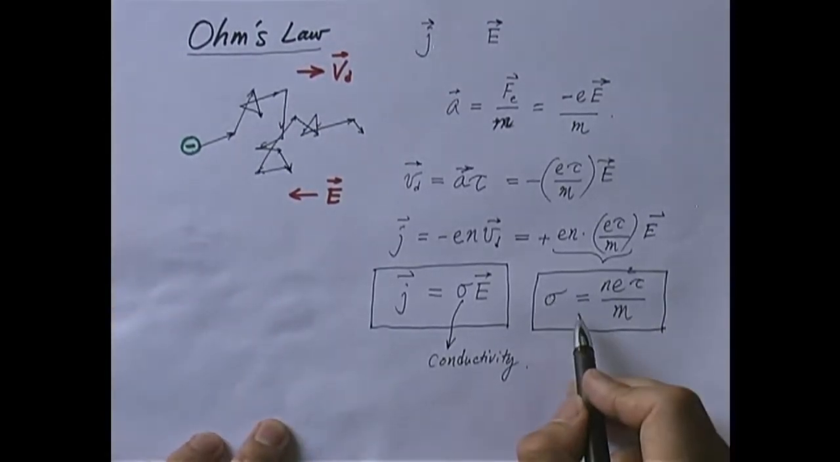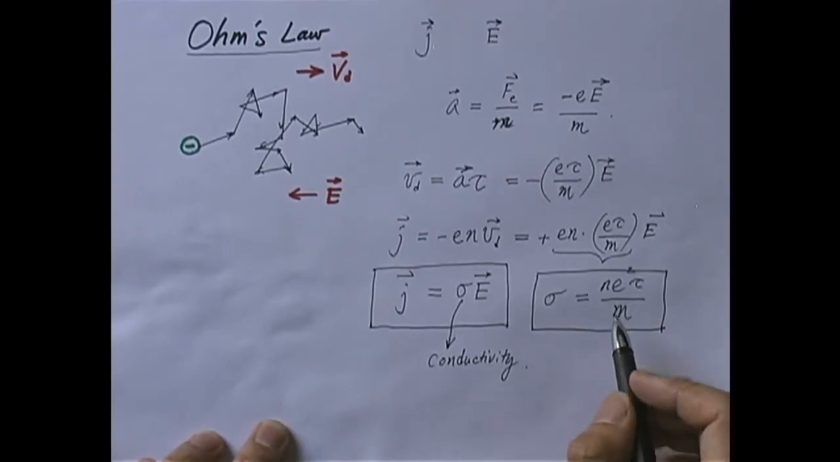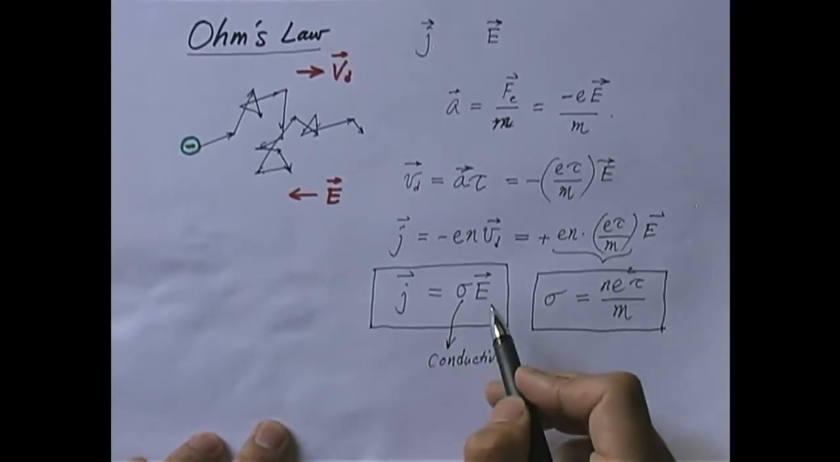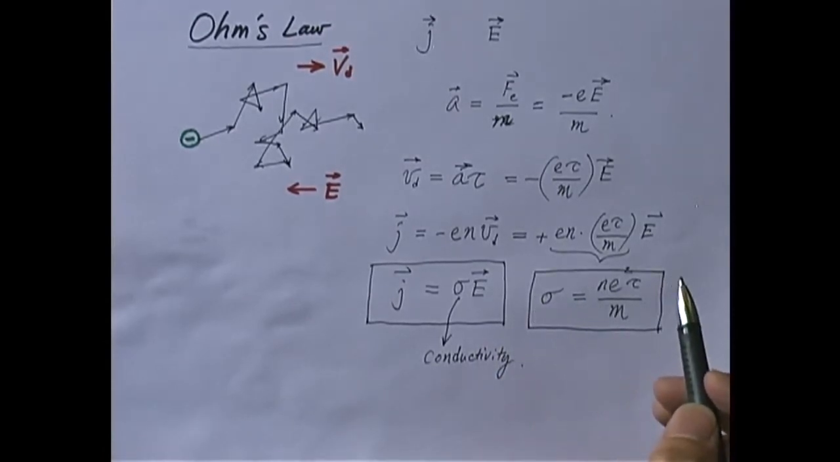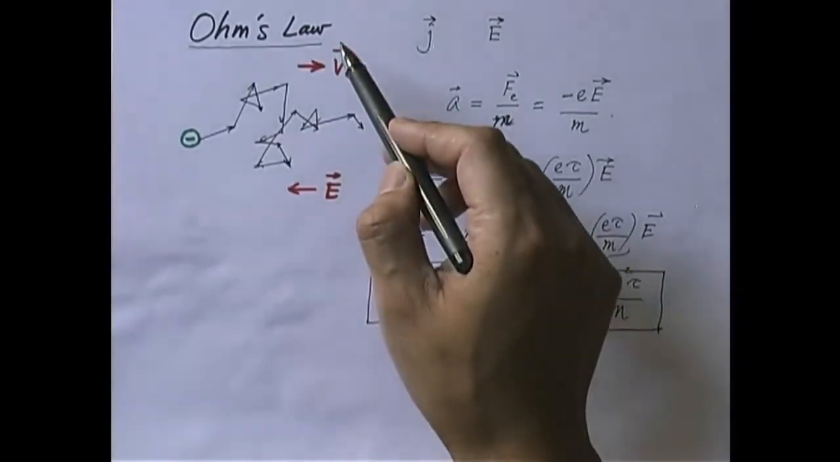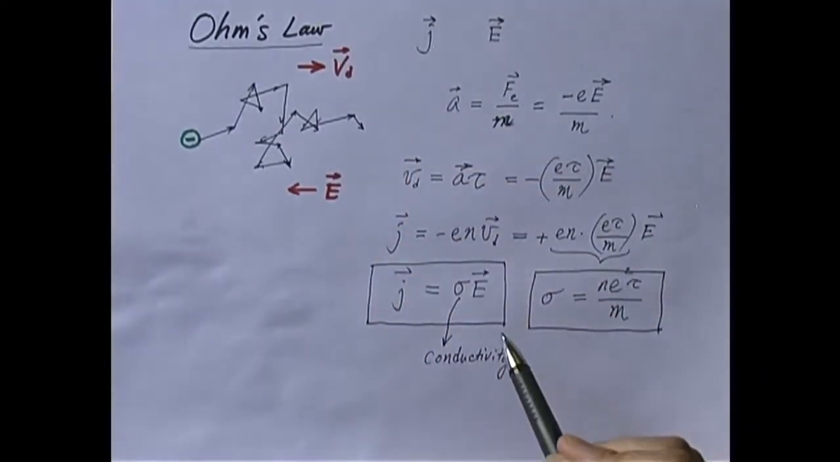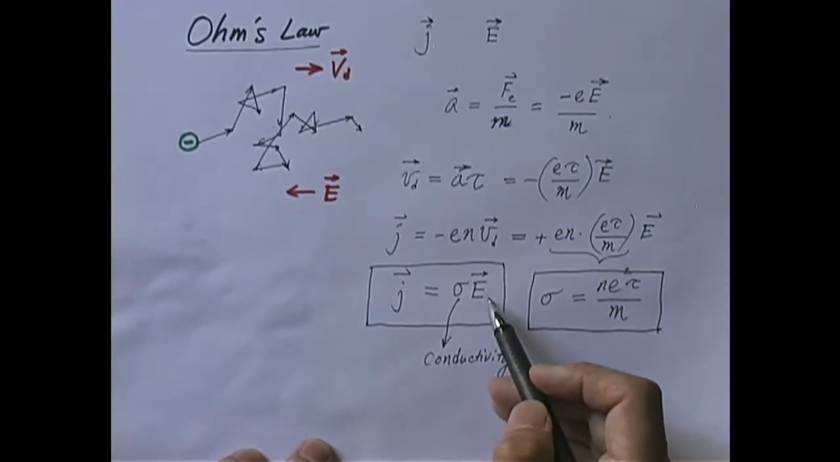Regardless of the expression for sigma, which we already obtained, even if you didn't know that, as long as you do know that J equals a constant times the local electric field, that is already something very, very important. That, in fact, is the local version of Ohm's law. By local, I mean from point to point. At this point, I have the electric field E. So at that same point, what is the resulting current density?